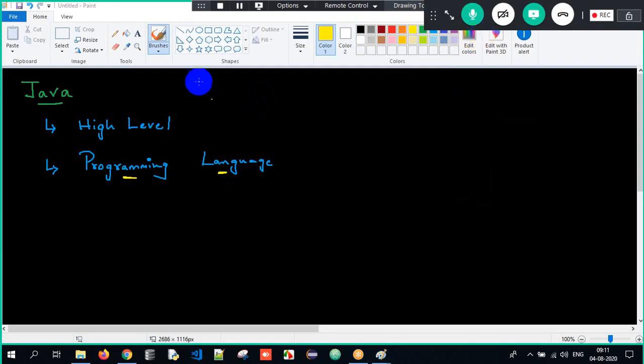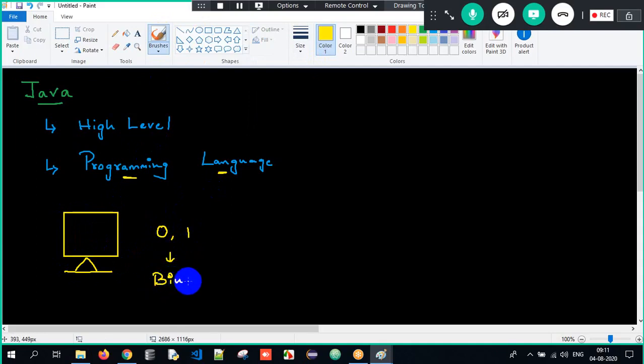Then what is high level, sir? I will tell you. We have a system, I have a laptop, and we all know that a laptop or any operating system will understand only zeros and ones, only binary language. Sir, what is binary language? That is zeros and ones. Will I write my program in zeros and ones? Will I write 0 1 0 1 0 1?